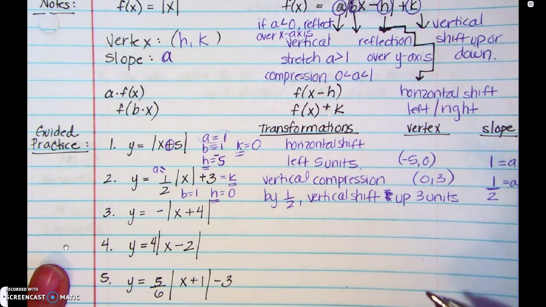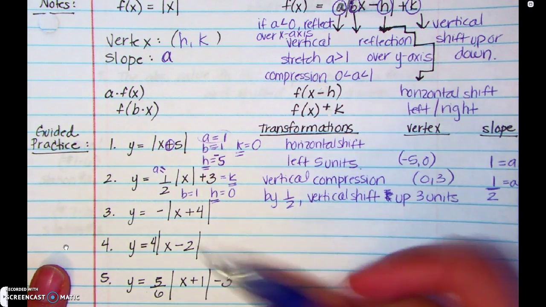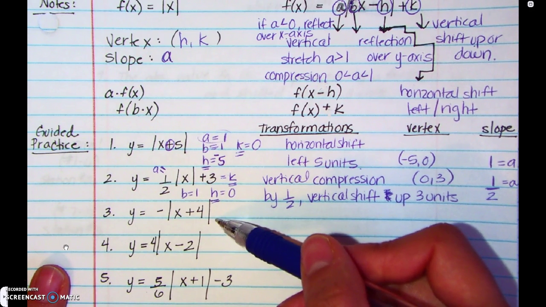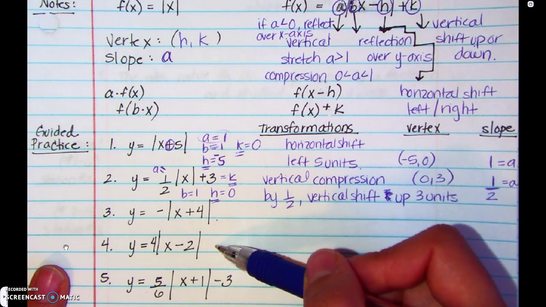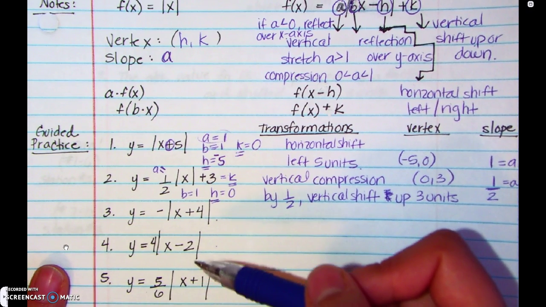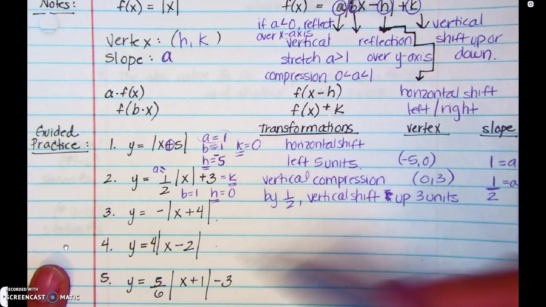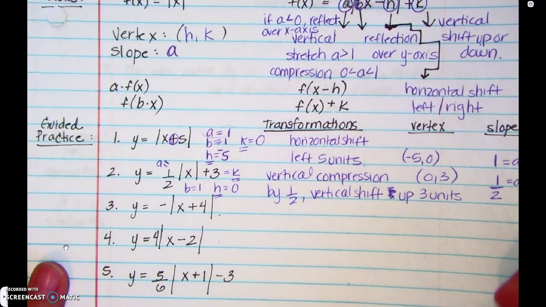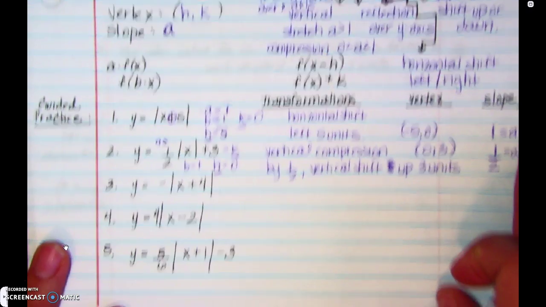Go ahead and do number 3 on your own. Check with your partner, see if you guys have the same answer. Go ahead and do number 4 on your own and check with your partner to see if you have the same answer. I want you to check with your partner sitting on the left and then your partner sitting on the right. If you don't have a partner sitting to the left or right of you, then pick someone in front or behind you. Okay, and then let's look at number 5 as a final one.